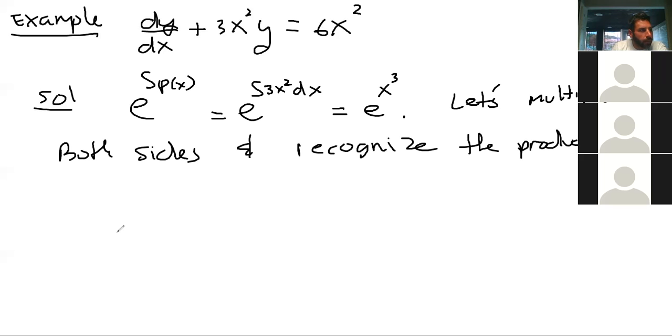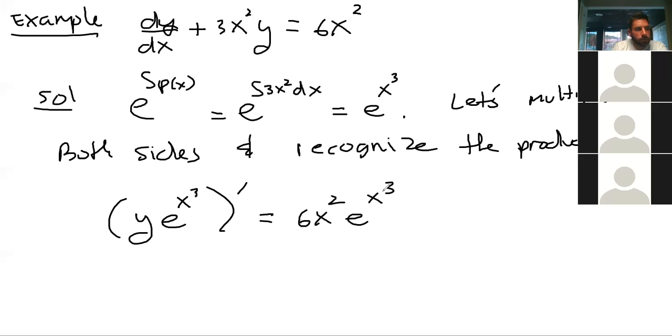So when you do that, the left-hand side becomes (y e^(x cubed))' equals 6x squared e to the x cubed. Now, if you don't believe me, just take the derivative and work it out, and you'll see that that's what we started with, I promise you. But the only way you're going to learn is if you do that yourself. Okay, so if you do that, then the next thing you do is you integrate.